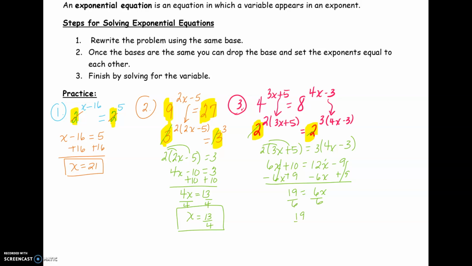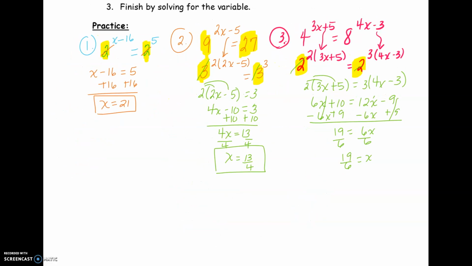So you'll notice some of these aren't coming out as integer answers. They're rational numbers, and that's okay. And you can just leave them as improper fractions. Don't turn them into mixed numbers. Just leave them improper. Okay, let's look at another one. Let's look at this one. This one's kind of interesting.